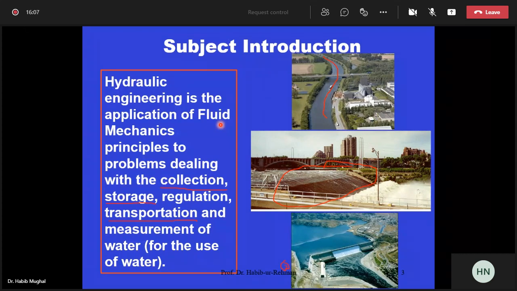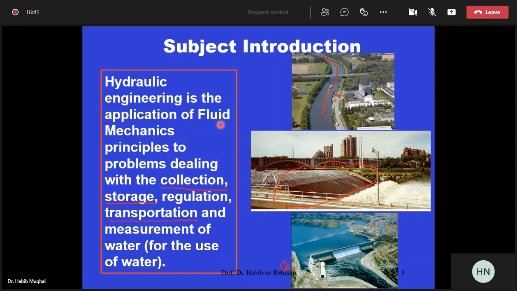Fluids are the substances which are capable of flowing, which conform to the shape of containing vessels, and when they are at rest, cannot sustain tangential or shear forces. So this is the complete technical definition of fluids. Is it okay? Yes, sir.